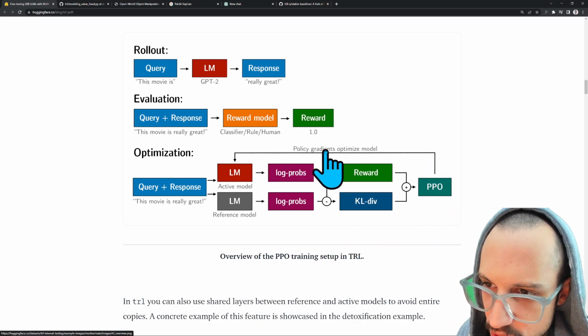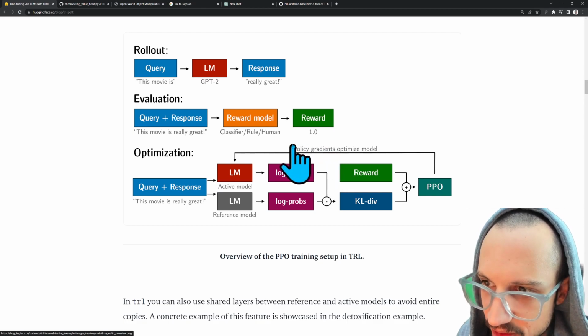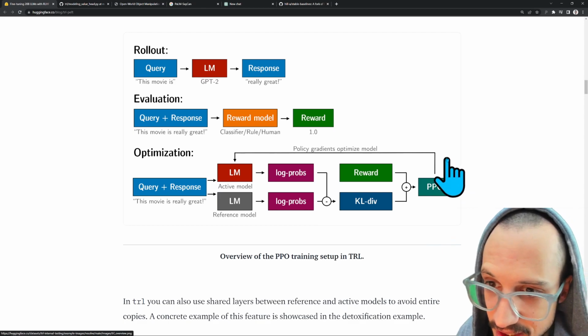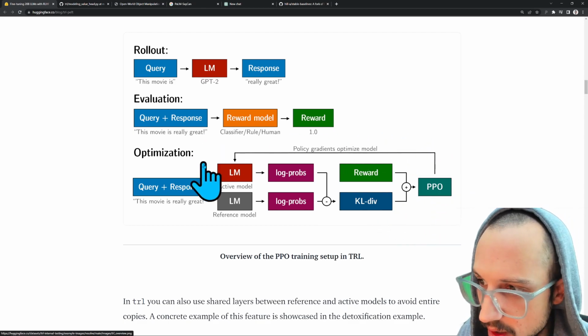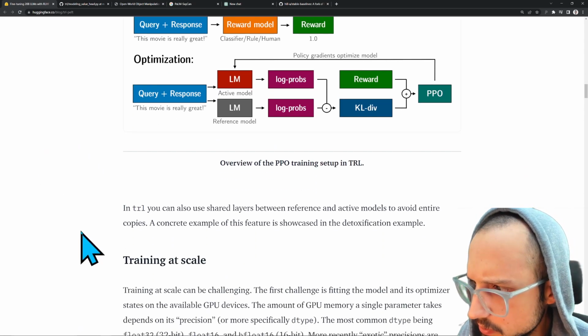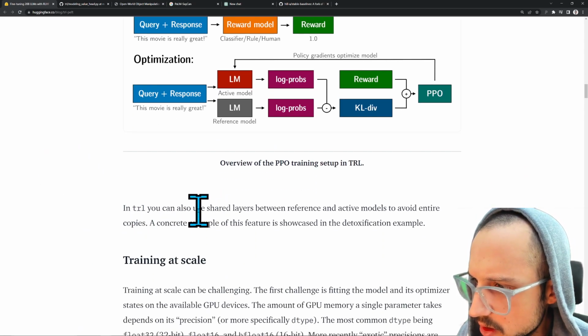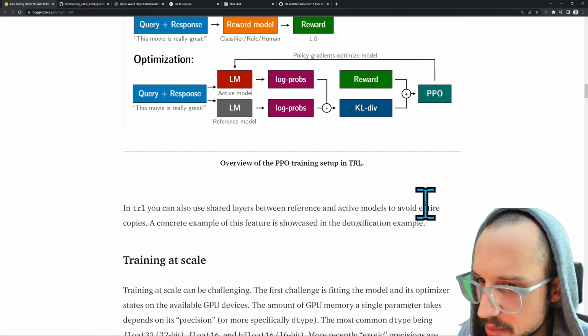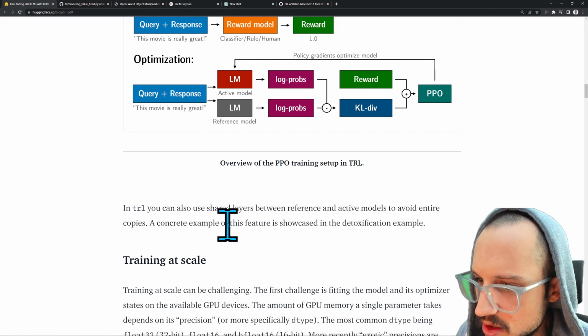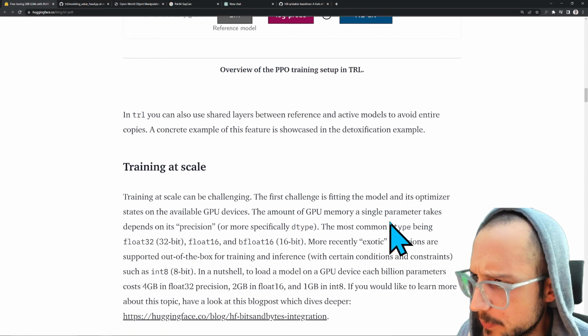What it refers to is the gradients that are coming from the policy, where the policy is going to be a deep neural network here, and it's going to update the model here. You can also use shared layers between reference and active models to avoid entire copies. A concrete example of this feature is showcased in the detoxification example.